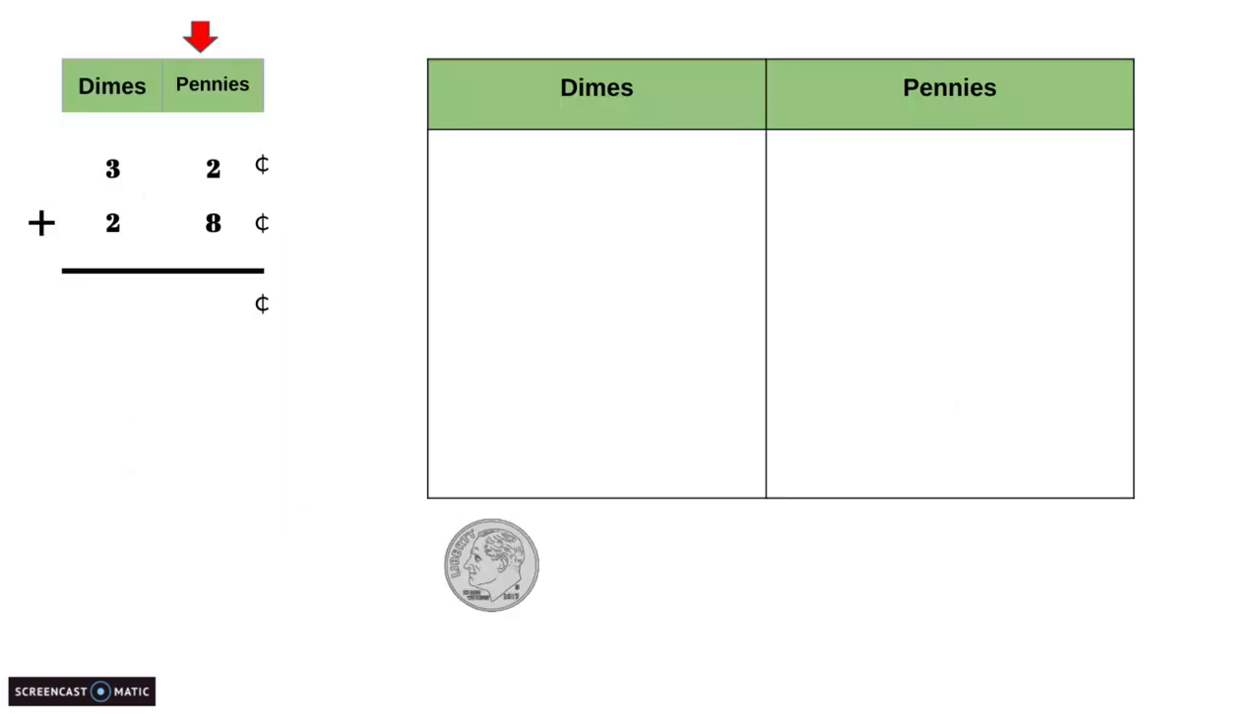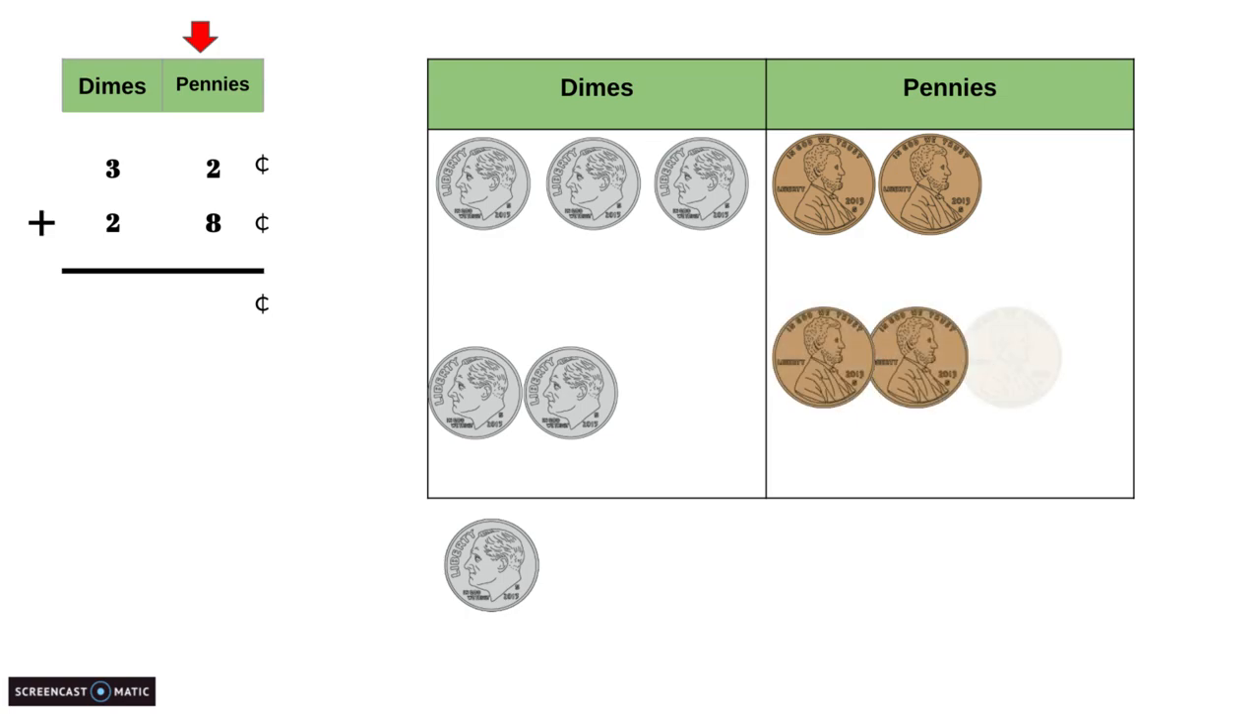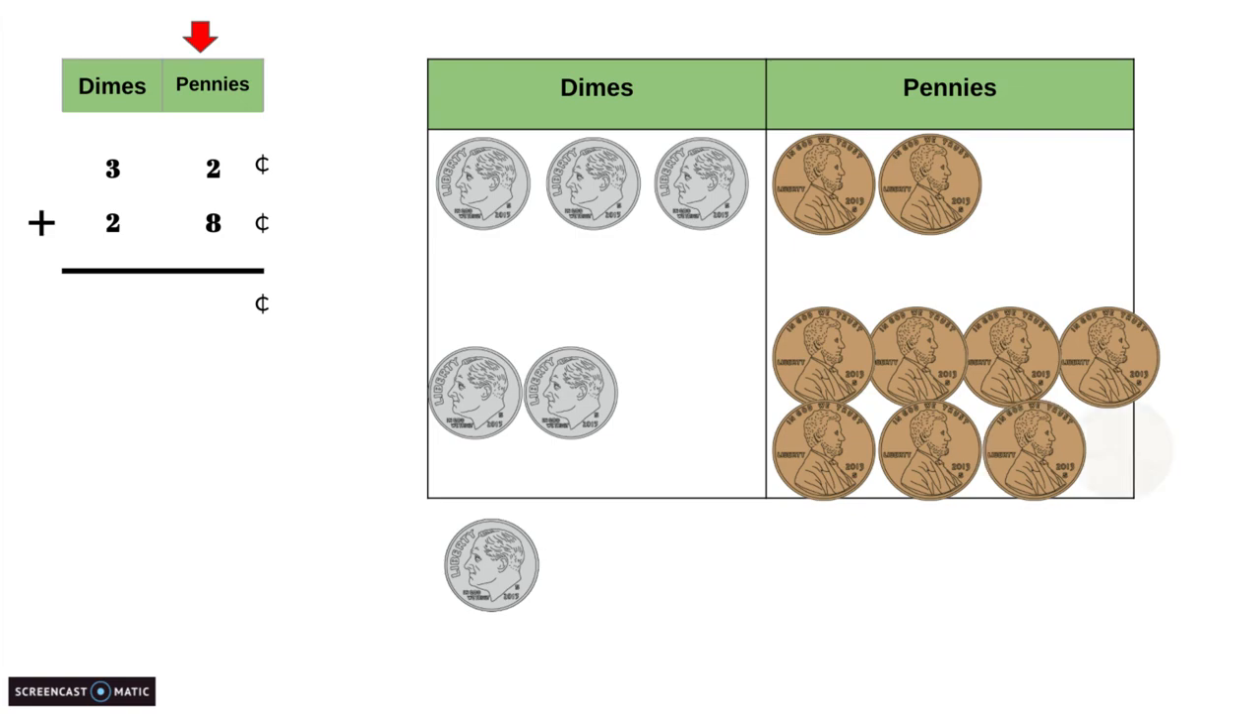First, we have 32 plus 28. For 32, I will have 3 dimes, 1, 2, 3. And for 32, I'll have 2 pennies, 1, 2. For 28, I will have 2 dimes, 1, 2. And then for 28, I will have 8 pennies, 1, 2, 3, 4, 5, 6, 7, 8.